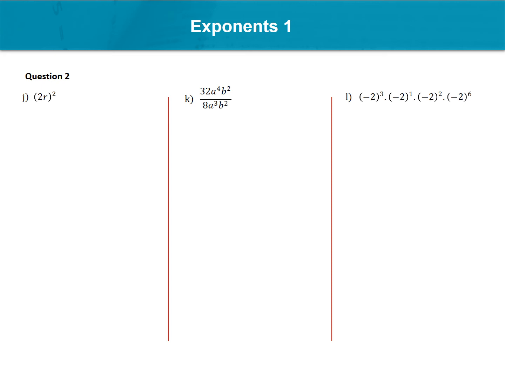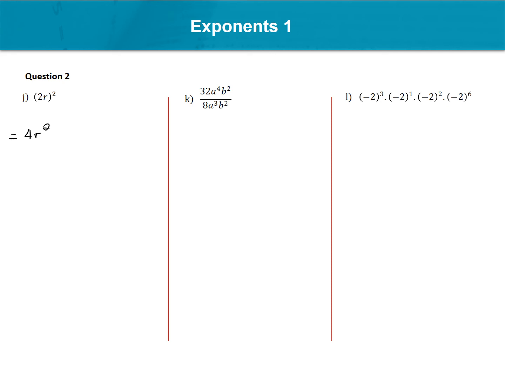So J is 2r squared. So we have to square the coefficient as well, which means 2 squared is 4. R to the power of 1 times 2, which is 2.